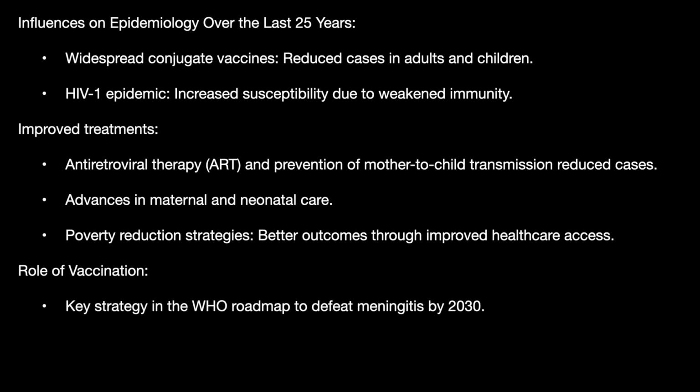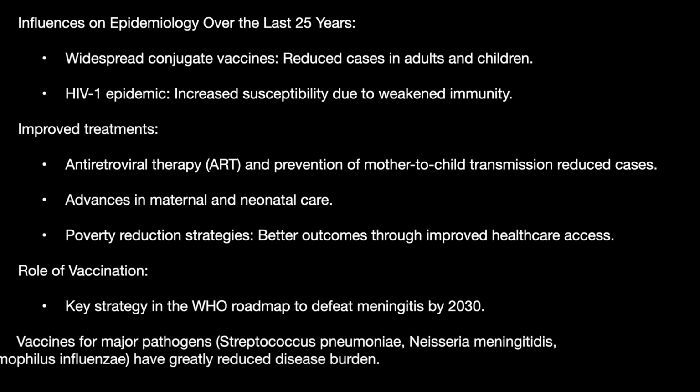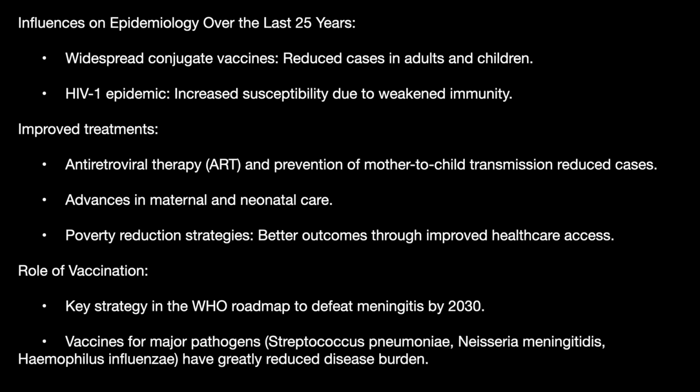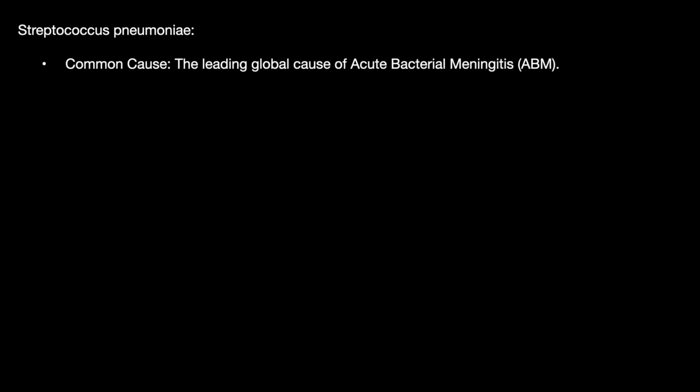Regarding the role of vaccination, the WHO roadmap to defeat meningitis by 2030 is going on. The vaccines for major pathogens like Streptococcus, Neisseria, and Haemophilus have greatly reduced the disease burden. Coming to the organisms one by one, Streptococcus pneumoniae is the most common cause. It is the leading cause globally of acute bacterial meningitis.